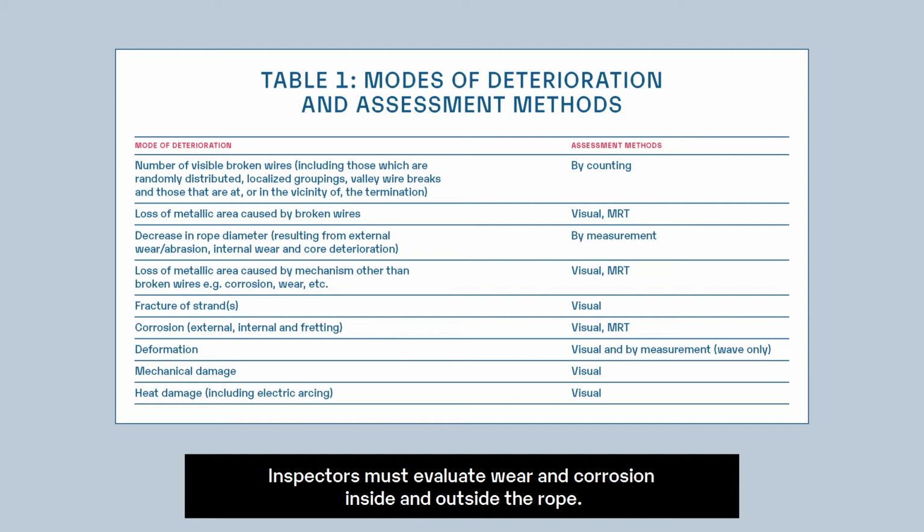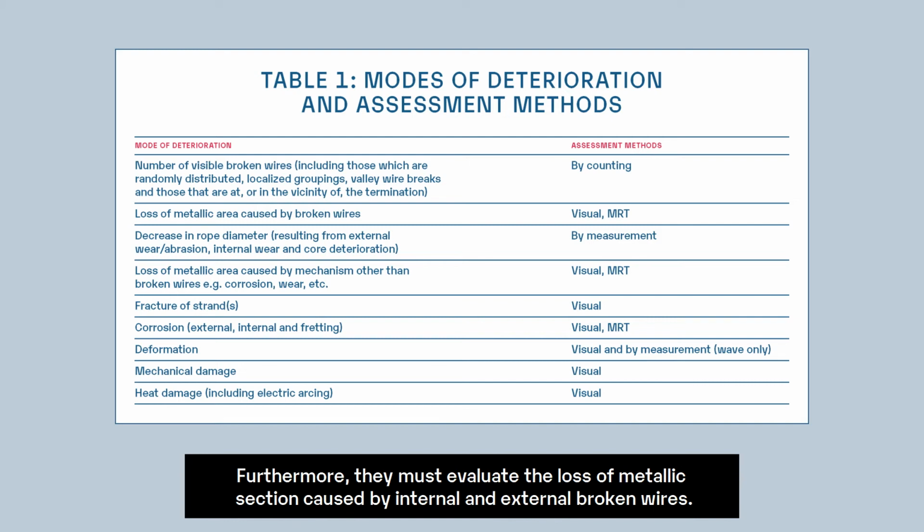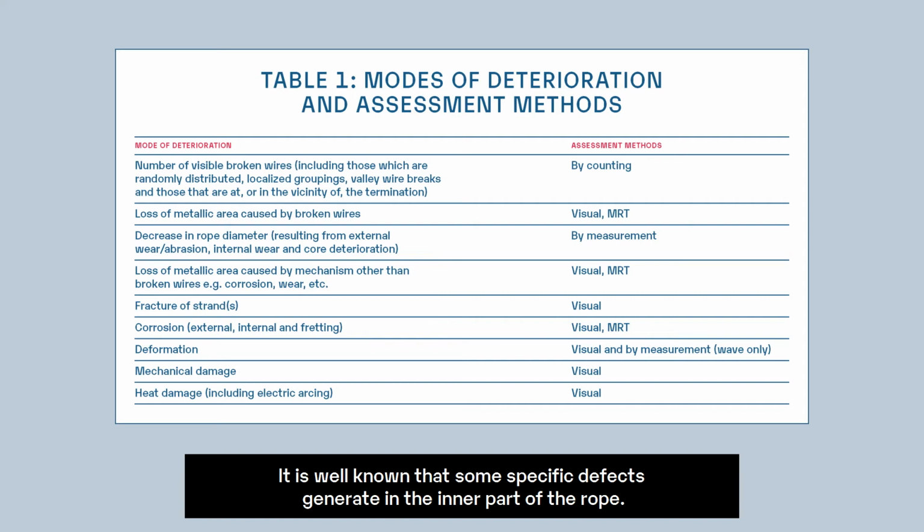The inspector must evaluate wear and corrosion inside and outside the rope. Furthermore, they must evaluate the loss of metallic section caused by internal and external broken wires. It is well known that some specific defects generate in the inner parts of the rope. In this case, it is almost impossible to perform a visual inspection.